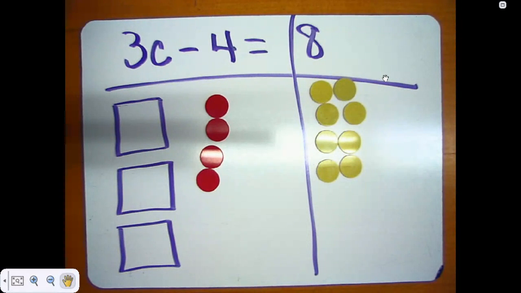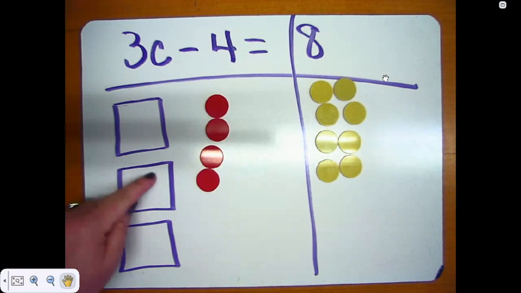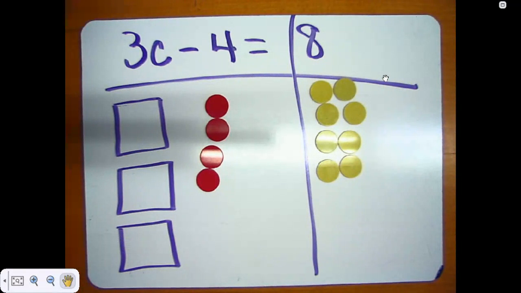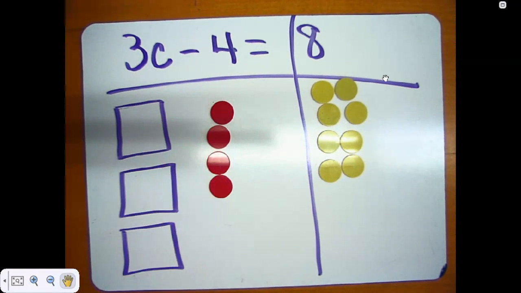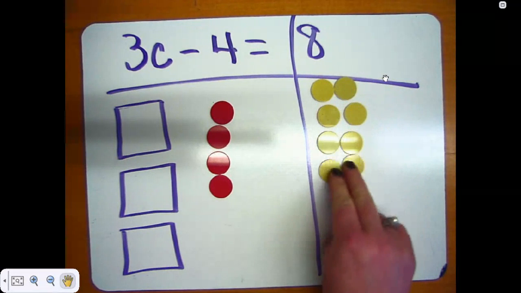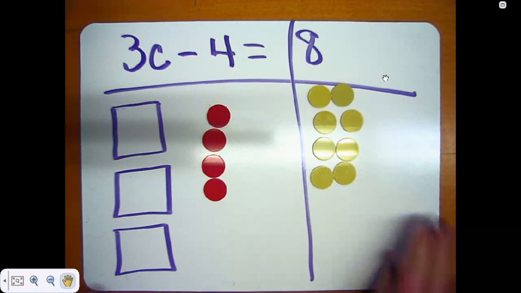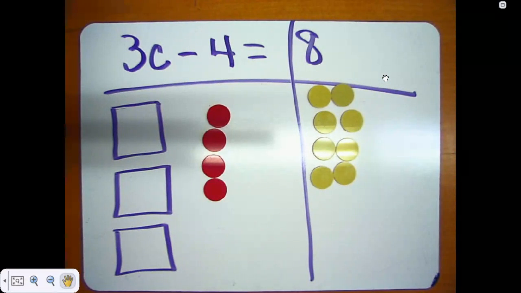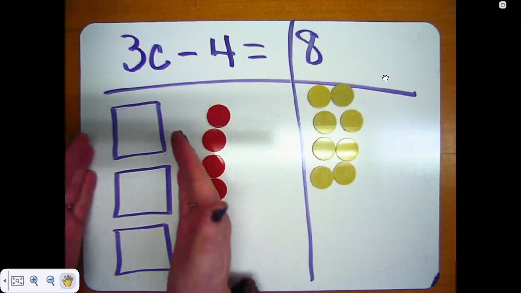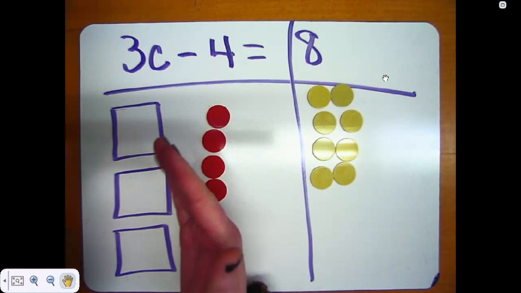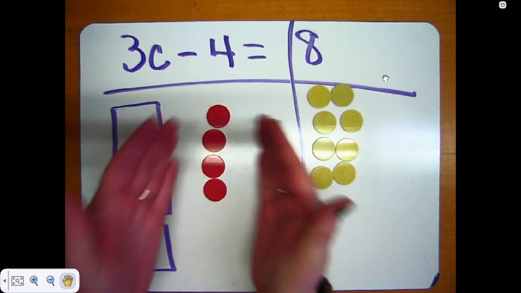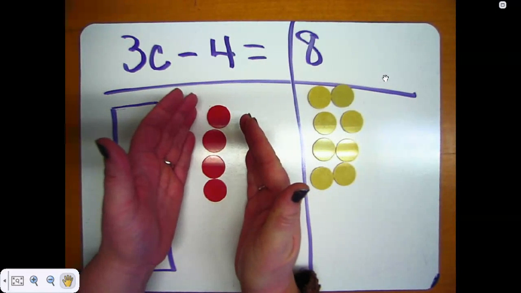Okay, and the first thing I would need to do is check my model, because if my model is not correct, then my answer won't be correct. So I have 3 variables. I have negative 4, and I have 2, 4, 6, 8, so I do have positive 8. The first thing I need to do is get my variable by itself, so I have to get rid of this negative 4 first.